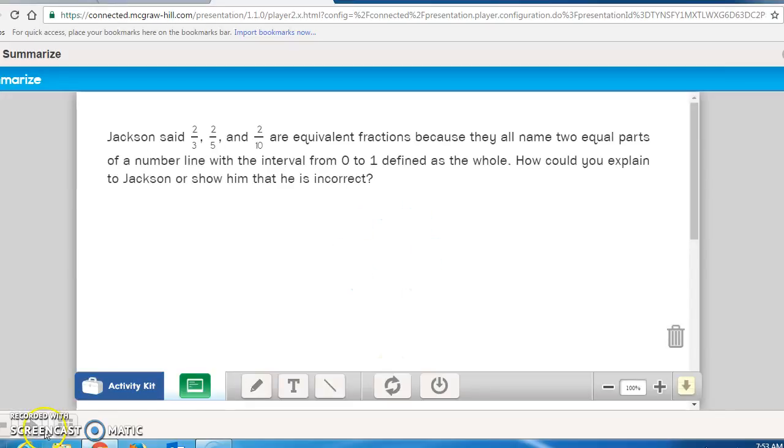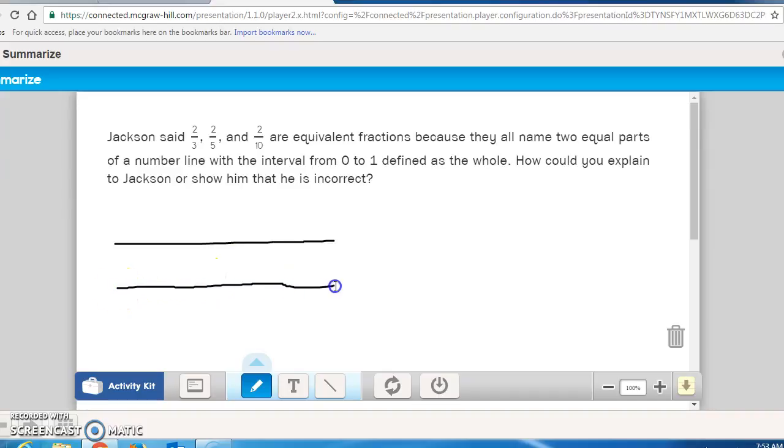So Jackson said 2/3, 2/5, and 2/10 are equivalent fractions because they all name 2 equal parts of a number line with the interval from 0 to 1 defined as the whole. How could you explain to Jackson or show him that he is incorrect? The best thing for me to do is tell you, you should get out a ruler and you should make 3 straight lines. And make sure they're exactly the same length.